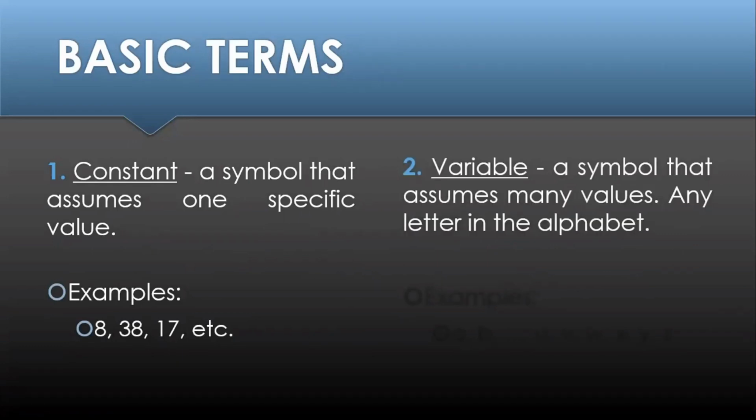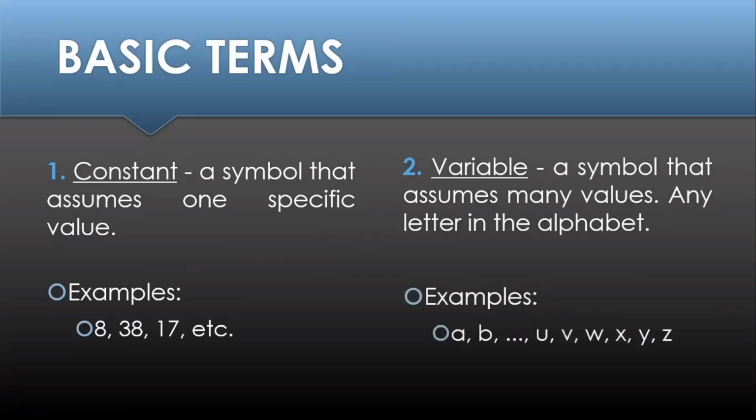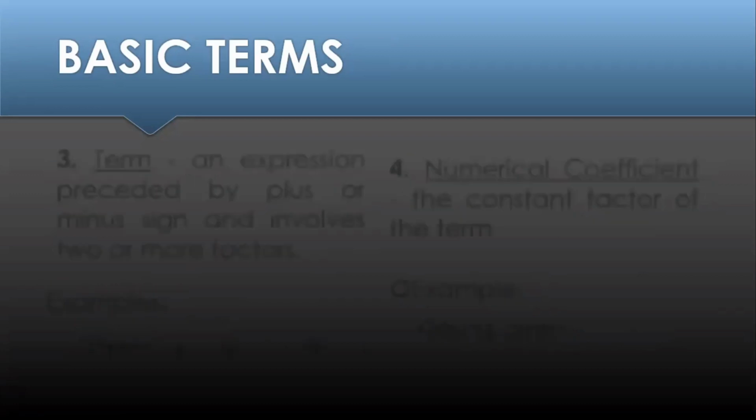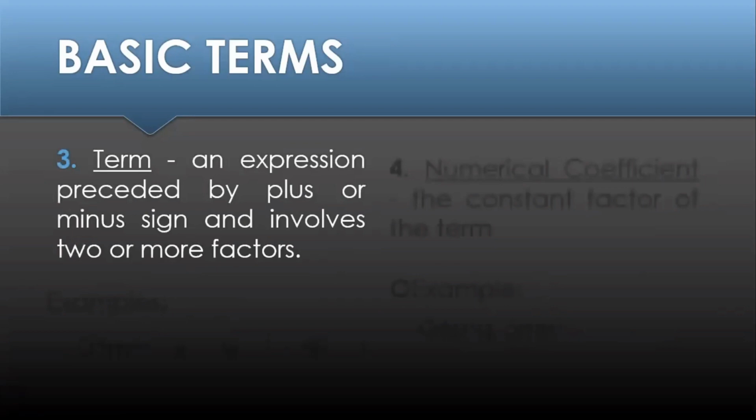Next is variable. Variable is a symbol that assumes many values and it is any letter in the alphabet. Examples, we have A, B, up to Z. So that is the variable. So it's the letters. Third one is the term.